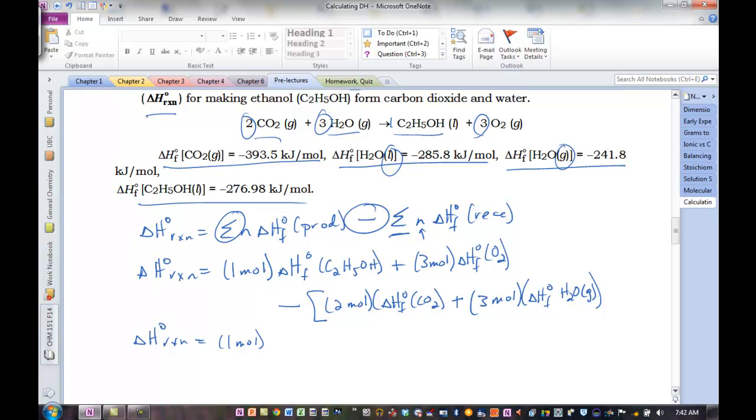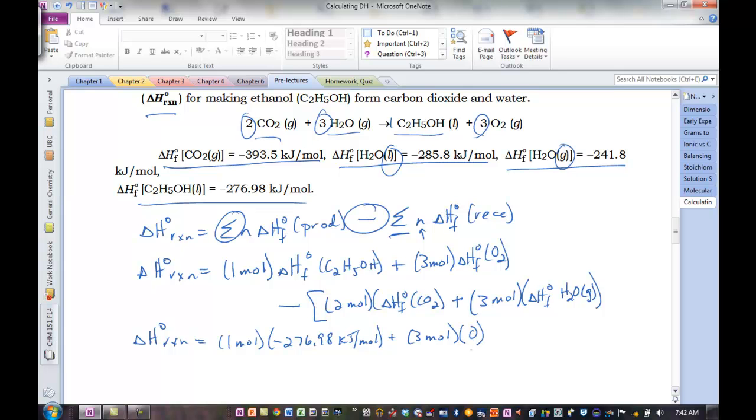Okay, so 1 mole, delta H formation for ethanol, minus 276.98 kilojoules per mole, plus 3 moles. Now, you will notice that there is no delta H formation for O2, and I do this for a reason, because you should know what that is. Okay, it's not given. This is an exam question that I've used in the past. Delta H formation of O2 is not given. You need to know what it is. An element in its most stable form has what delta H formation?